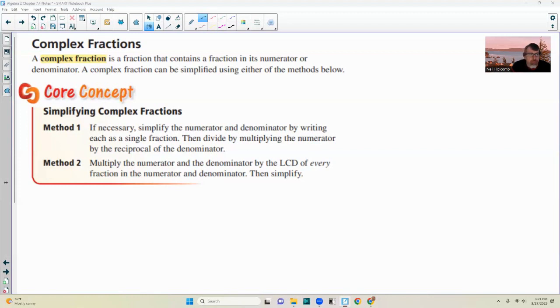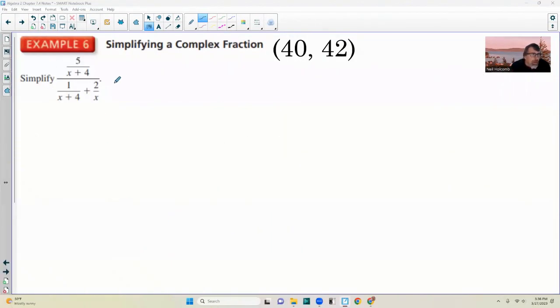So let's do an example that shows what they're trying to explain in this core concept. Simplifying a complex fraction is example 6, and here one is. Look at this, a fraction divided by a fraction plus a fraction. There's a lot of fractions here. So here's what we're going to do. We're going to focus on the denominator first. Just ignore that 5 over x plus 4 for now.